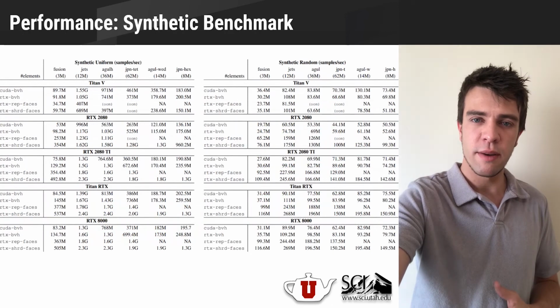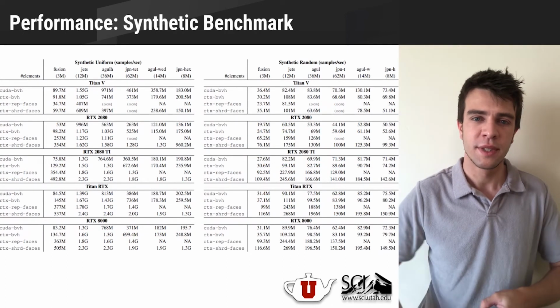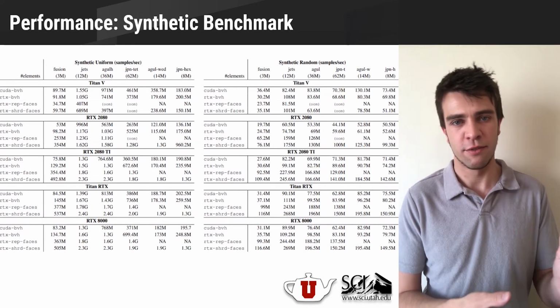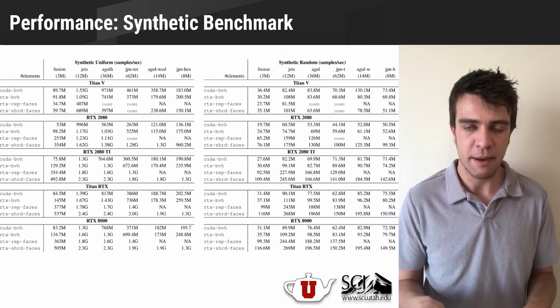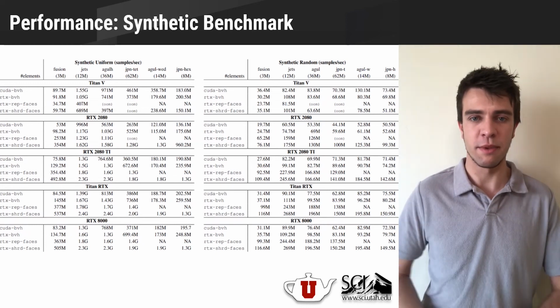Next, we tested the raw number of queries we could execute per second under some synthetic benchmarks. These tables show how many point queries we can do per second for the different cards, methods, and datasets. Once again, I'm only going to go over some key observations here, but if you're interested in taking a closer look, check out this table in the paper.